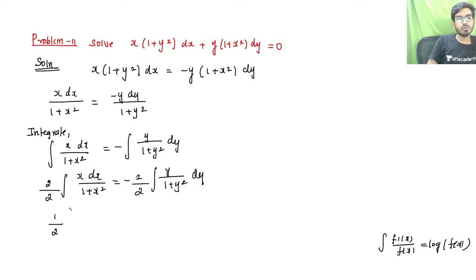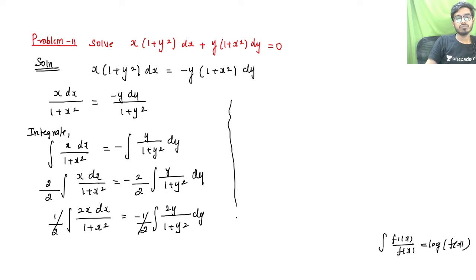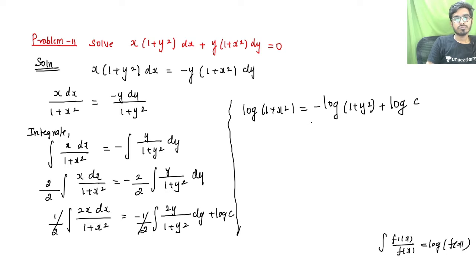So we keep 1 by 2 as it is and multiply 2 inside, so we have 2x dx divided by 1 plus x square. We keep this minus 1 by 2 as it is and multiply 2 inside, so we have 2y divided by 1 plus y square dy. This 1 by 2 will get cancelled, so this will be log of 1 plus x square is equal to minus log of 1 plus y square. We will add some integration constant log c.